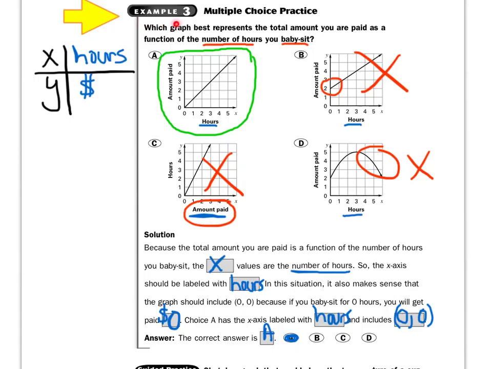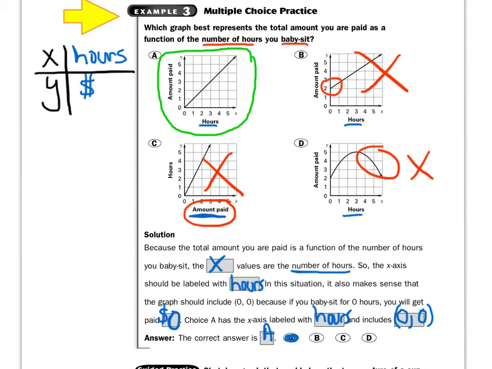Okay, so let's try example 3. Which graph best represents the total amount you are paid as a function of number of hours you babysit, okay? So the X is the number of hours and the Y would be how much money you make.